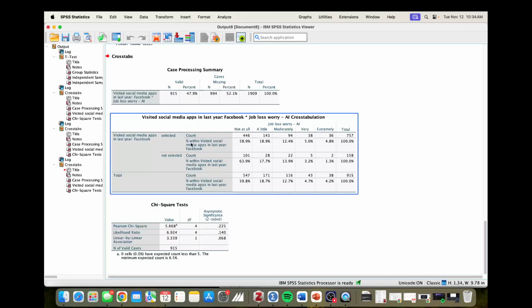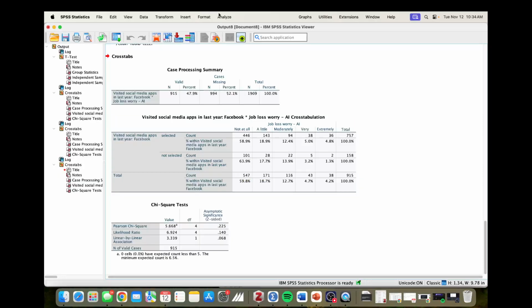I have on my crosstabs here the percentages on the rows. So among those who had used Facebook in the past year, about 59% of them weren't concerned at all about AI taking their job, about 19% a little, about 12.5% moderately, about 5% very, and about 5% extremely. And that all adds up to 100%. The picture is not all that different down here, hence why it's not statistically significant. A little bit more were not concerned at all if they hadn't used Facebook. But these numbers, by and large, are relatively similar to the numbers in the group that had used Facebook.